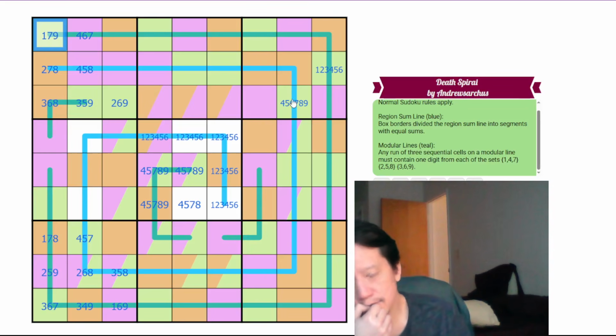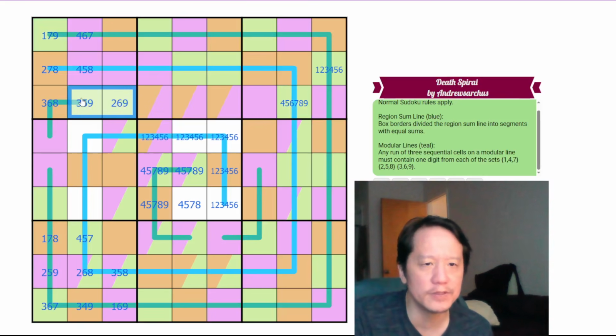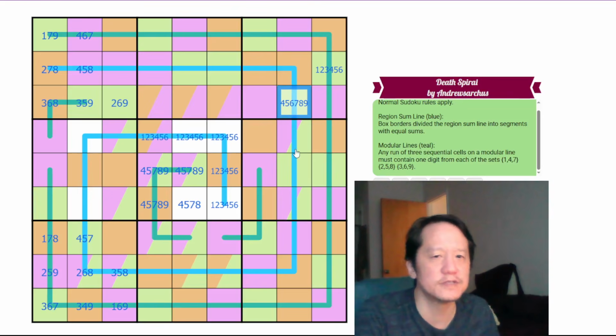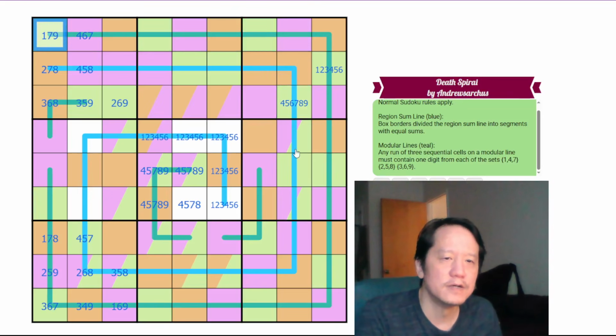Huh. Okay. So this green cannot be these two. It must be the same as that. So let's mark those as letters. We're going to mark this as A, B, and C.